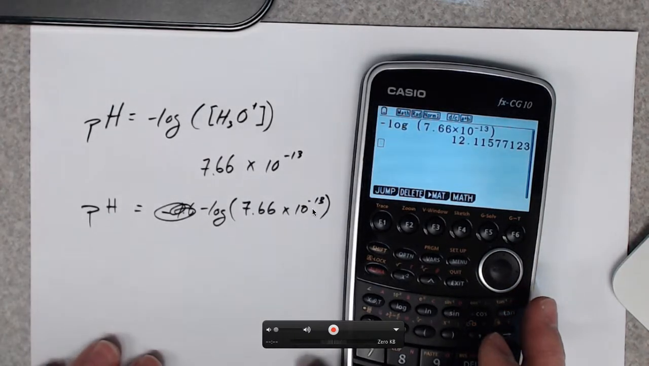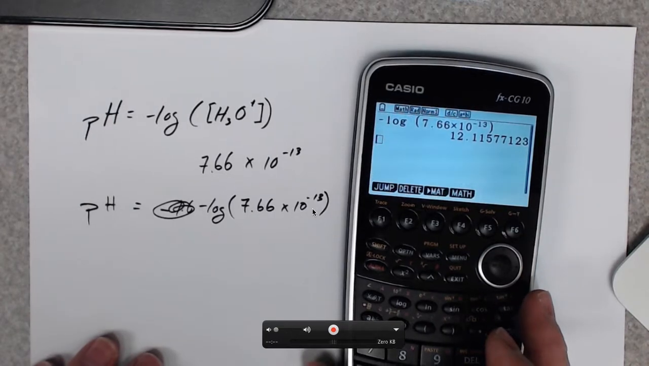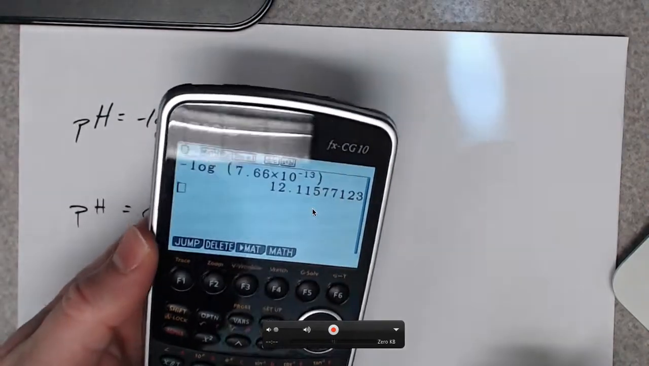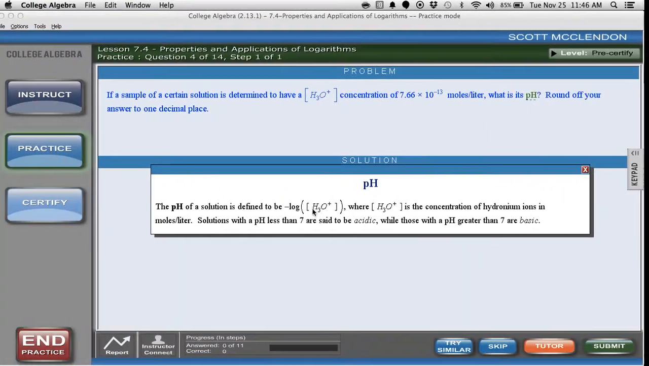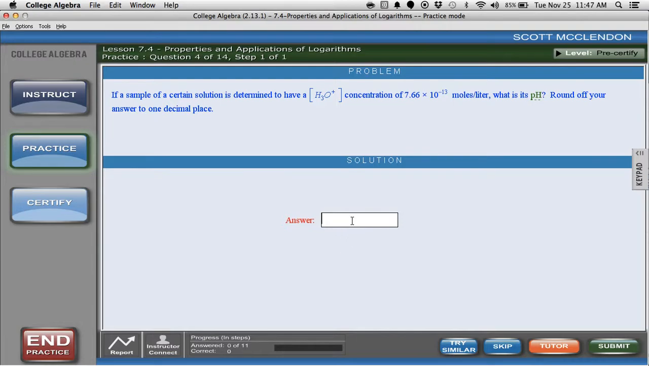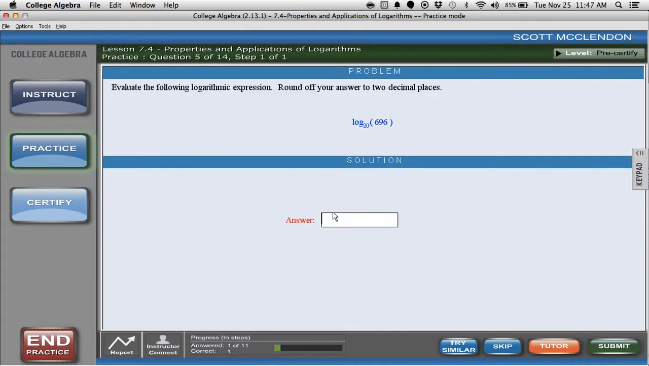And our pH is 12.1, because we round to the nearest tenth. 12.1. So it's very basic. All right. Let's find another one like that.